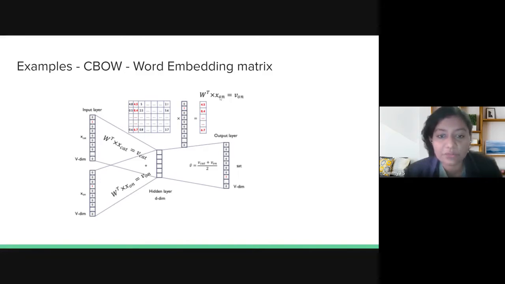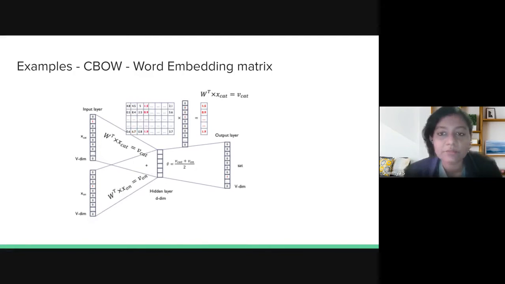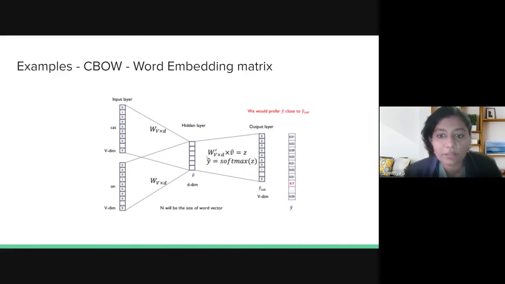So first I'll do it for on and get the hidden vector, and then I'll do it for cat. We'll be seeing what softmax is in this lecture, and basically it is an activation function very similar to the sigmoid function we saw earlier. And then when we apply that, we get something very similar, say, to 1. Then, of course, we will be doing backpropagation and updating the weights, as I said before.